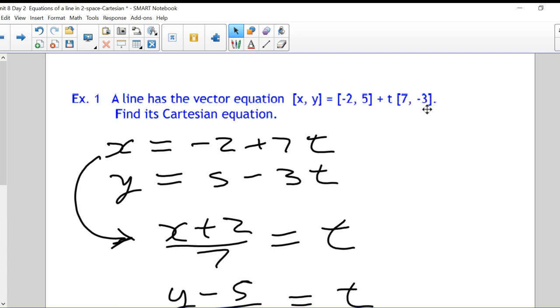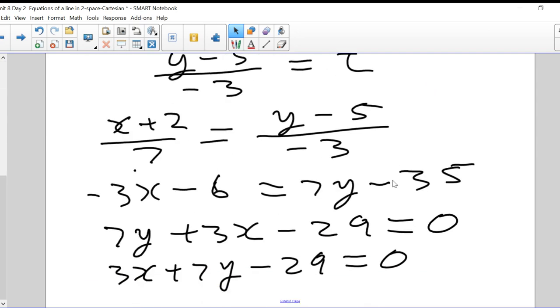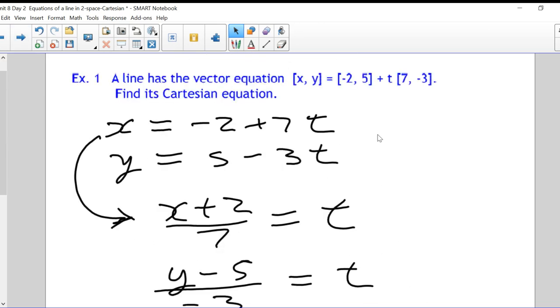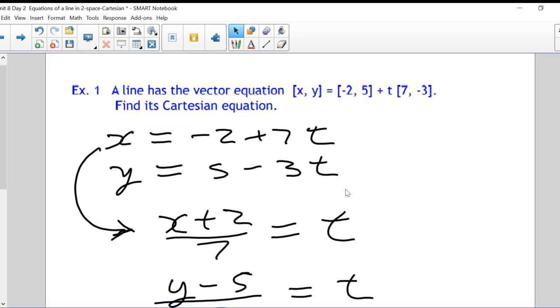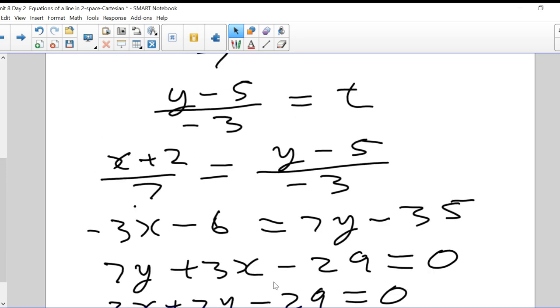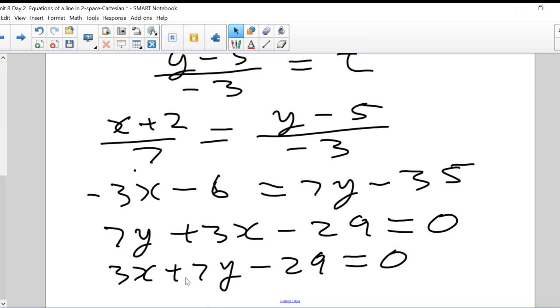The 7 and the minus 3 represented the actual direction vector for this function. But when you put it into its Cartesian form, the 3 and the 7 get reversed, and then they become, in a sense, the normal. So if I now give you the normal, let's see if you can follow me on this. This is the actual direction vector, 7, minus 3. But when you put this into the Cartesian form, it becomes 3, 7. And then we have to figure out the minus 29.